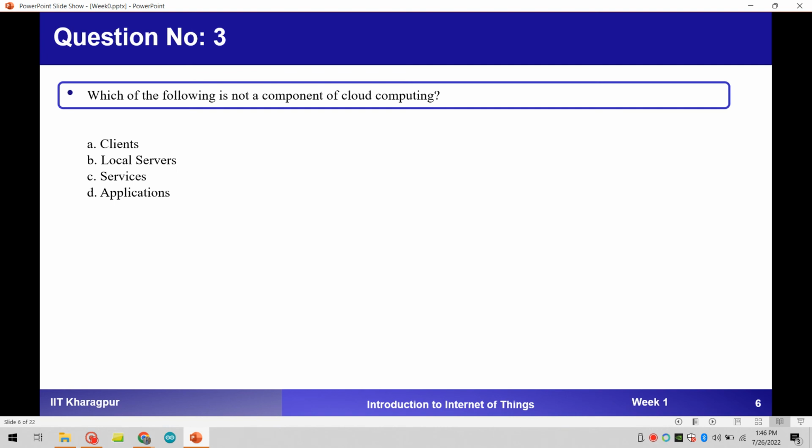Now the question was, which of the following is not a component of cloud computing? As we saw, client, services and application, these 3 are the components of cloud computing. However, local servers are not a component of cloud computing. So the correct answer for this question is local servers.